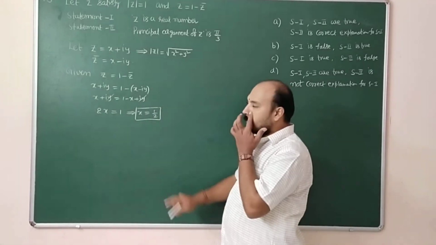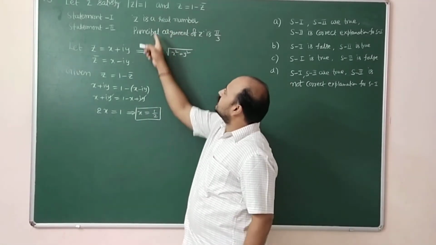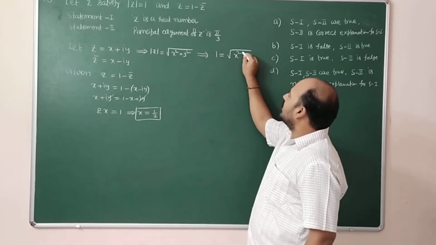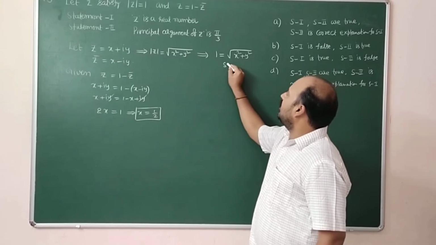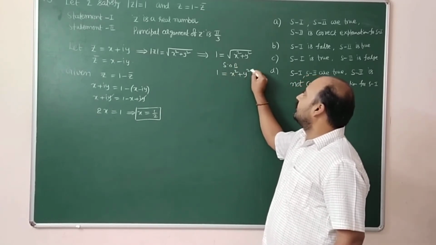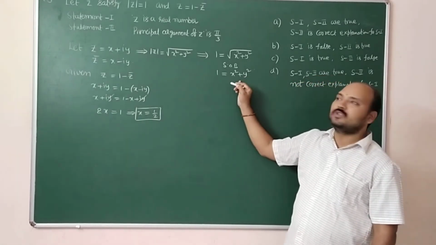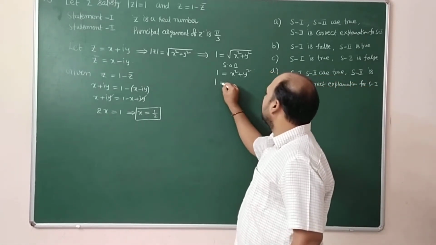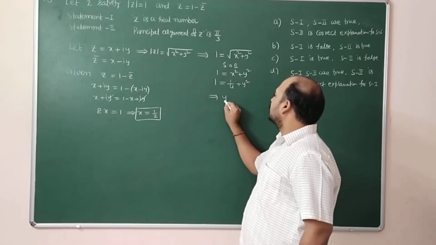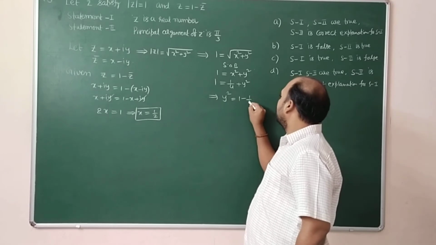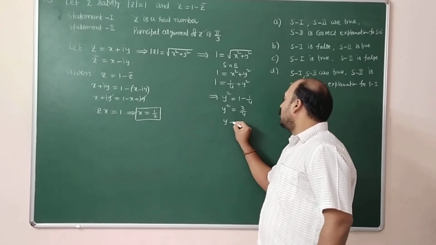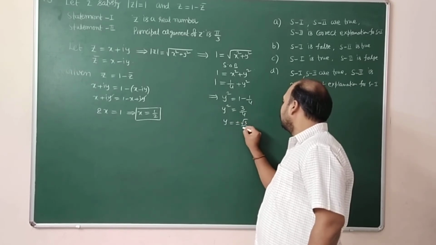So x is equal to 1 by 2. Mod z is given as 1. So it becomes 1 is equal to square root of x square plus y square. Squaring on both sides, 1 is equal to x square plus y square. Substituting x is equal to 1 by 2, we get 1 equal to 1 by 4, that is (1 by 2) whole square, plus y square. That implies y square equal to 1 minus 1 by 4, so y square equal to 3 by 4. So y is equal to plus or minus root 3 by 2.